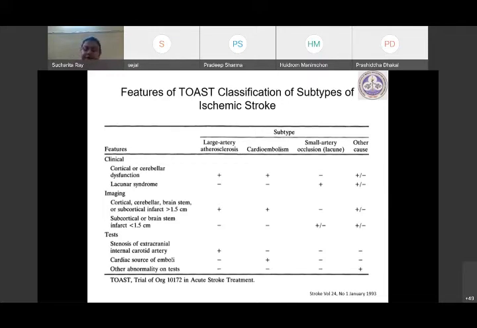Many times during discharge of patients, it is not possible for us to find out the cause of stroke, but to whatever extent possible, it is wise to do the basics, at least large artery, cardioembolic, small artery strokes.